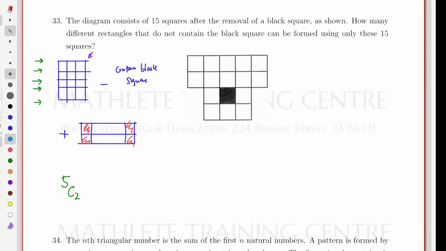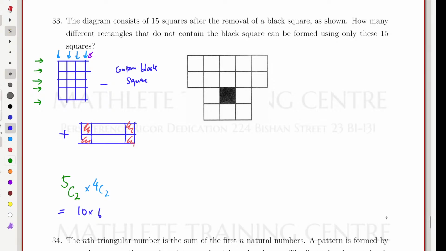Then there are 4 vertical lines. So you need to choose a left and a right side. This will be 4 choose 2. This means that 5 choose 2 is 10, 4 choose 2 is 6. There's going to be 60 rectangles here.